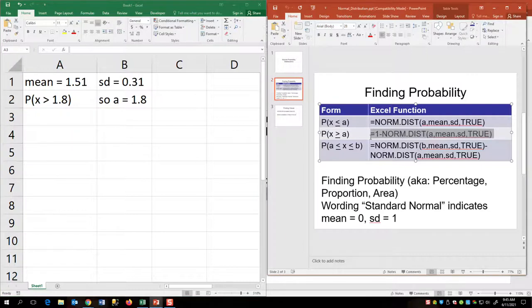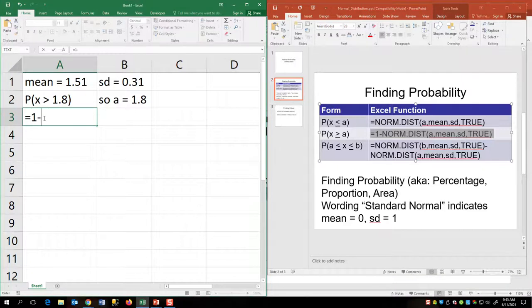Now here is our formula. So we're going to have equals 1 minus NORM.DIST, A, which is 1.8, comma, mean, which is 1.51, comma, standard deviation, which is 0.31, comma, TRUE. You see how all I did is just plug in everything identified. Functions in Excel do have to have an equals in front. Now if I press enter, that is my percent probability of people that are going to drink more than 1.8 cups per day.